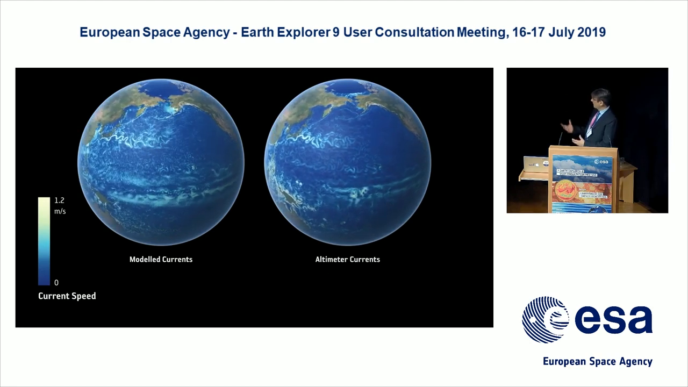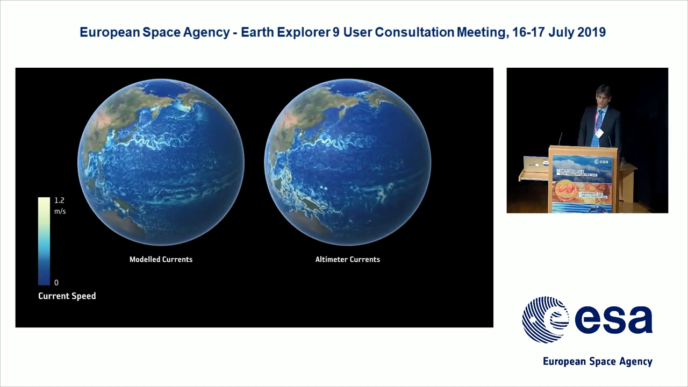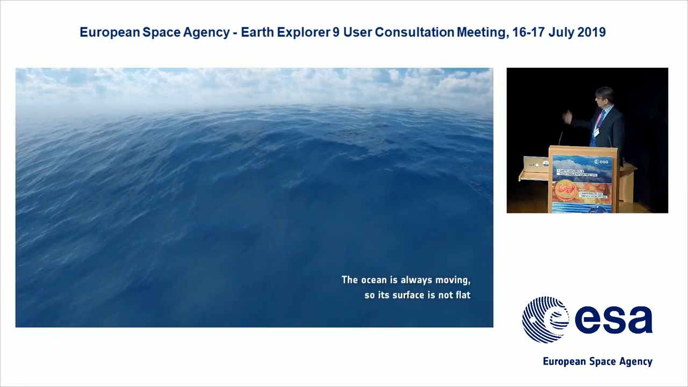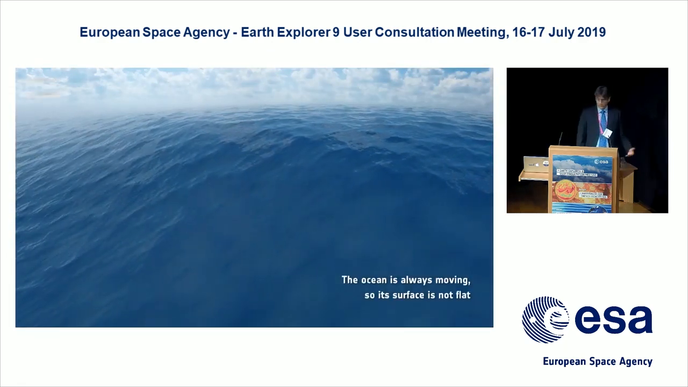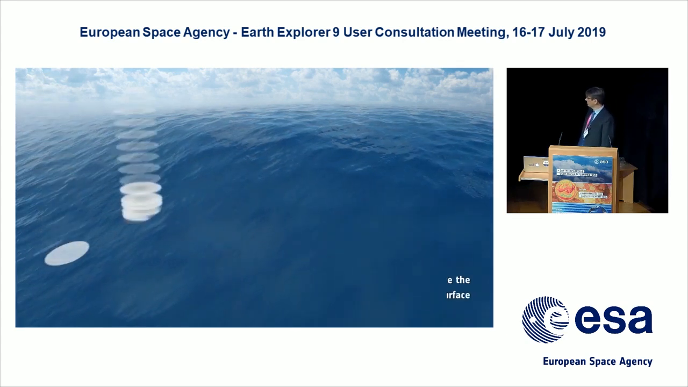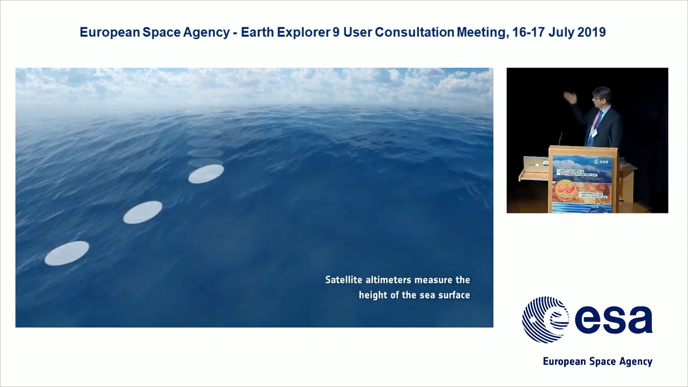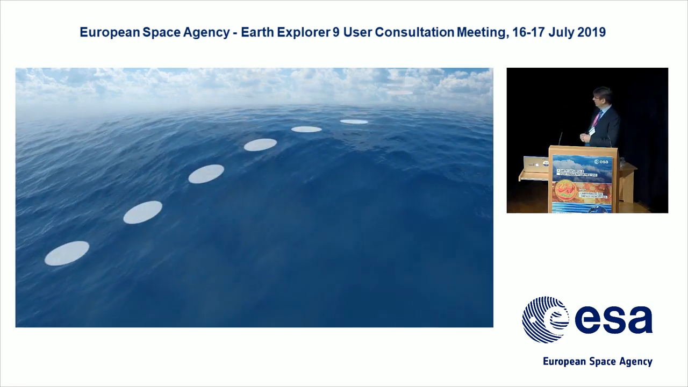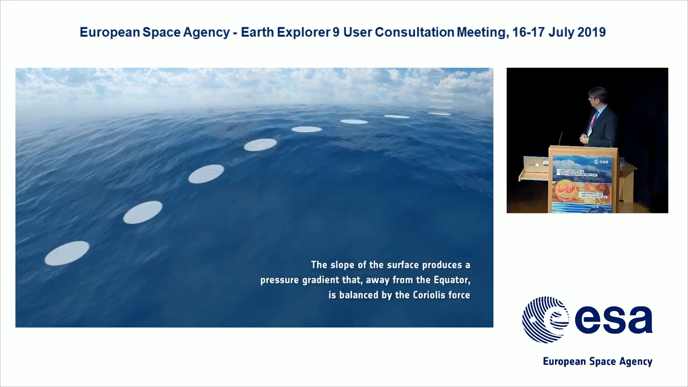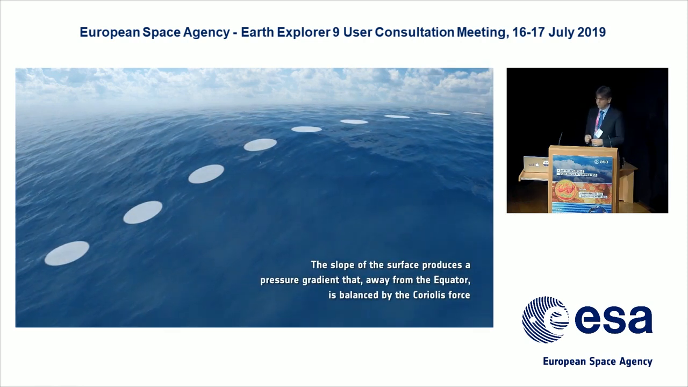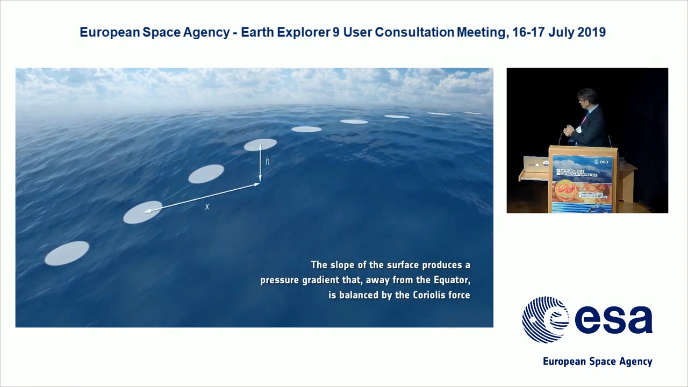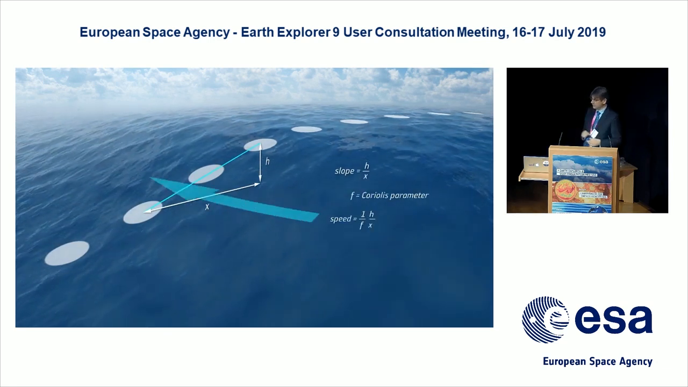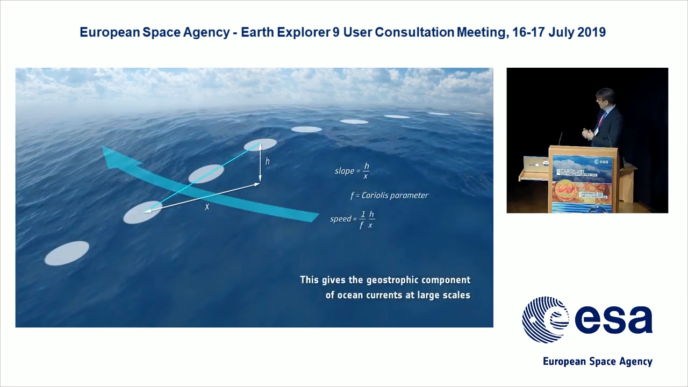What we know is that the ocean surface is never at rest. It's always moving, so it doesn't have a flat surface. And you can measure the sea level using a satellite altimeter, and SKIM will have a nadir beam to use that technique for tracking the surface. The slope of the surface produces a pressure gradient, pushing the water, and that pressure gradient is in balance with the Coriolis force, at least at large scales and away from the equator. And that's a way to infer the surface geostrophic current, or near-surface current.